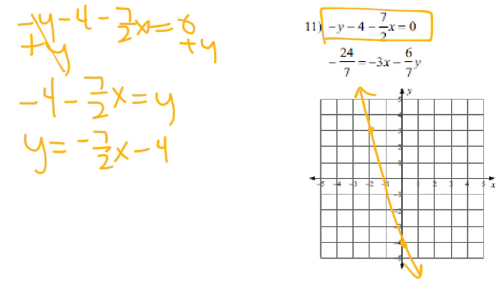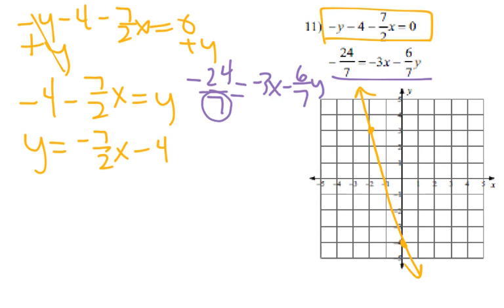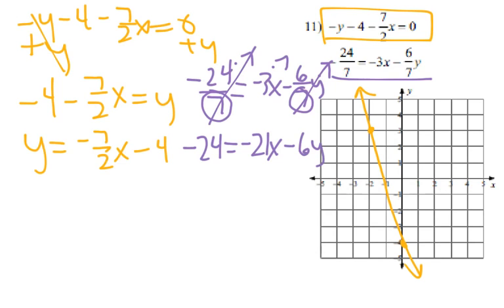So not so bad. Now on this one, we have negative 24 over 7 equals negative 3x minus 6y over 7. First thing I would do, noticing these 7s, I would times everything by 7. Because those 7s would cancel out, we'd be left with negative 24 equals 7 times negative 3 is negative 21x. And those 7s would cancel, so we'd have minus 6y. Then I could add 21x to both sides. So we get 21x minus 24 equals negative 6y.